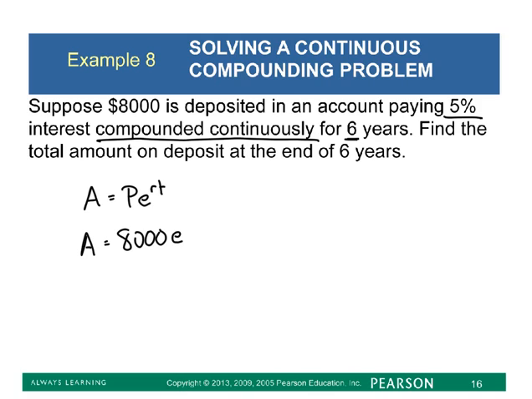So for the exponent here, we have 0.05 times 6. And plug this all into your calculator, and it should equal this right here, 10,308.63. And that is that problem.